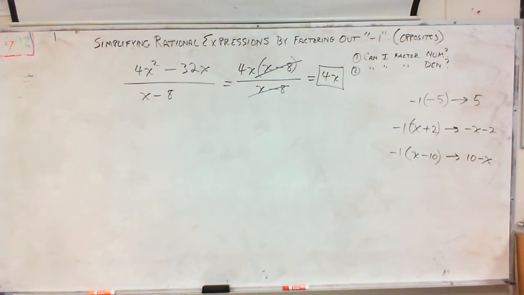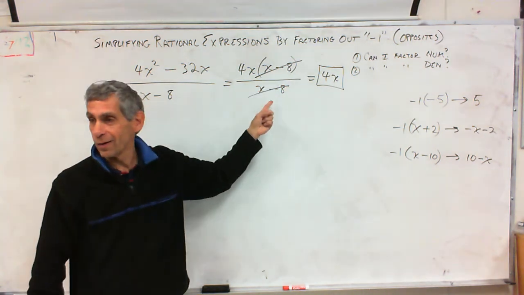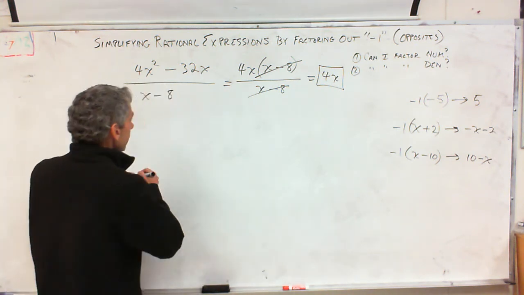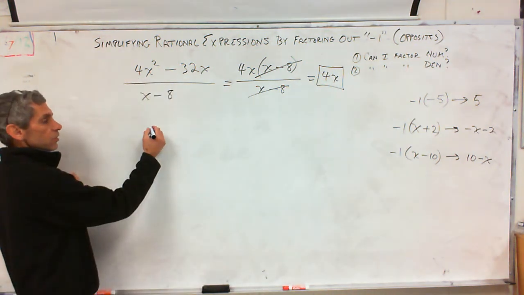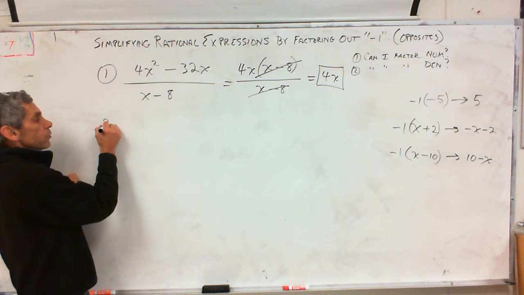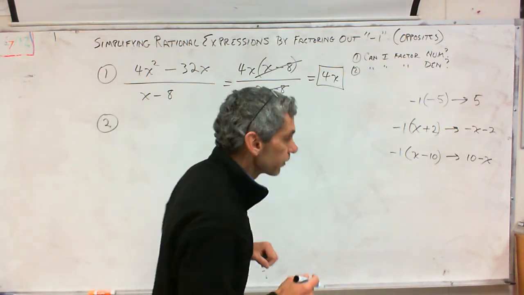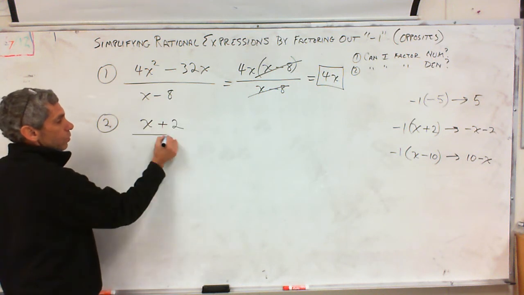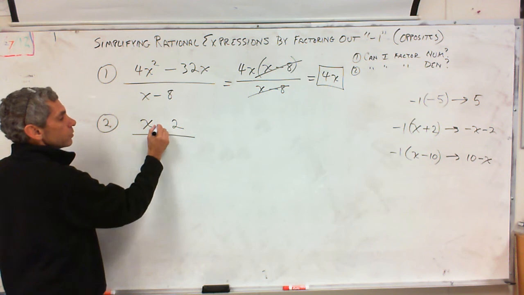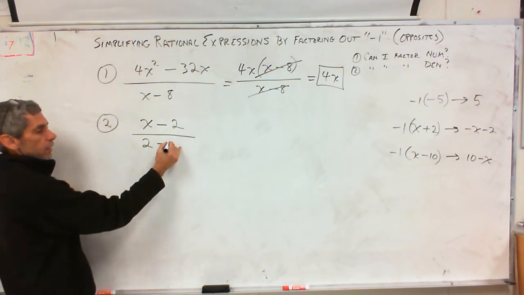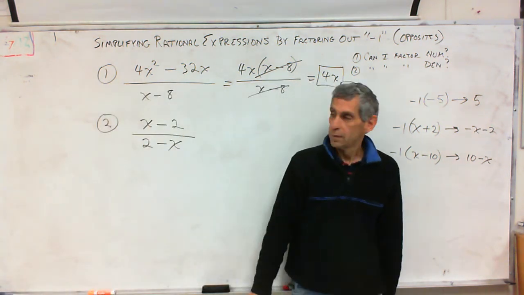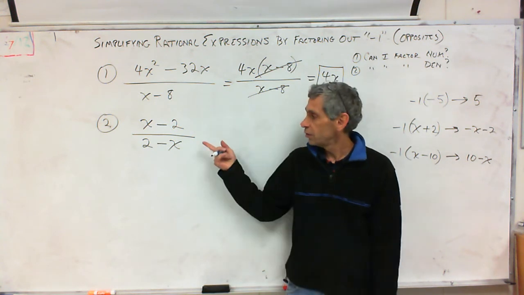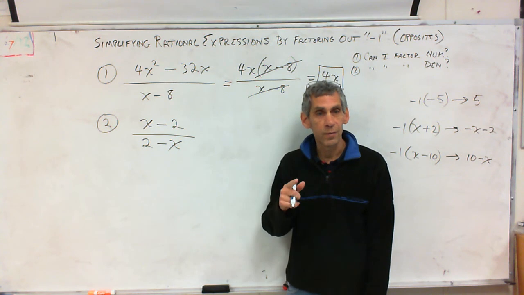Now sometimes though, you don't get this x minus 8 over x minus 8. You get something almost like it. Here's our new problem. That's our problem number 1. Here's problem number 2. Let's say I had x minus 2 over 2 minus x. Those are not the same. I can't just cross them out.